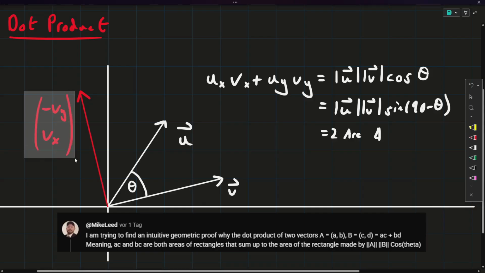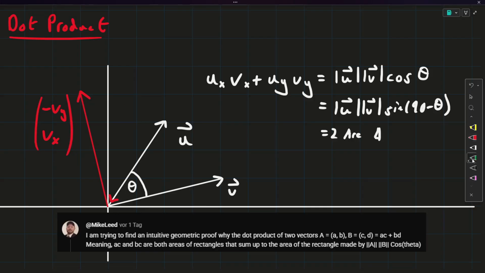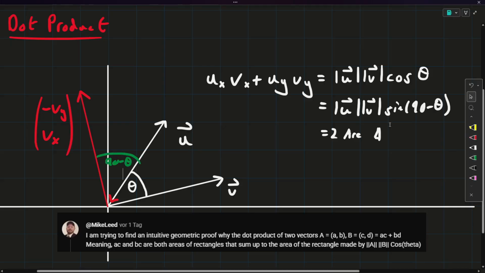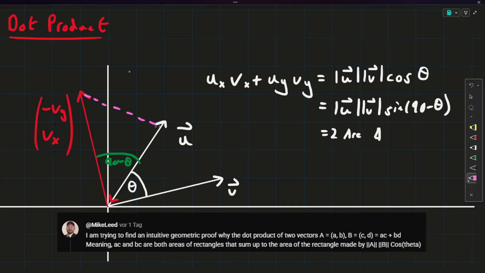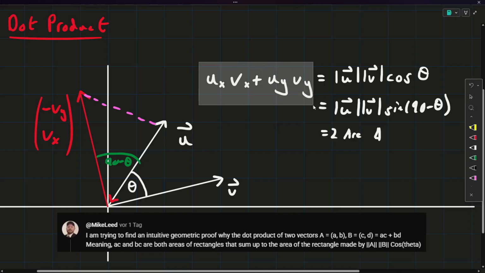So we have minus vy as the x value. You could also multiply this by a rotation matrix, and you get the same thing. So this is a 90-degree rotation, which means that this angle here is 90 minus theta. So when I say the area of a triangle, the triangle that I'm talking about is this triangle here. Now, we could get the area of this triangle by just doing out the stuff, and you can see that it will be equal to this.